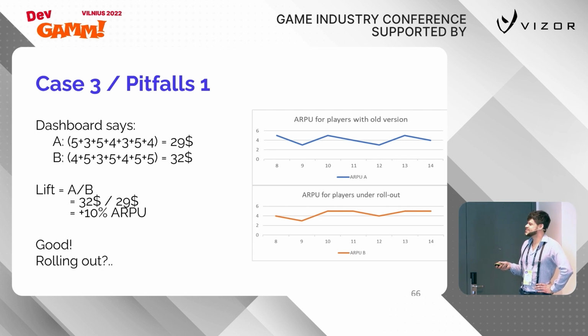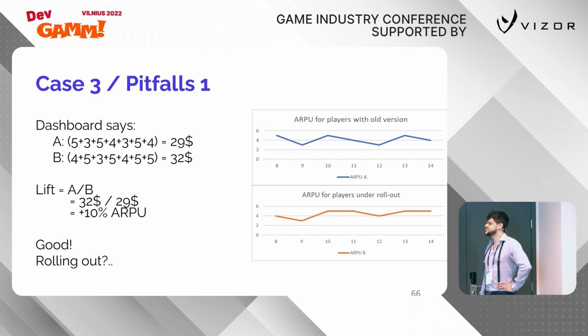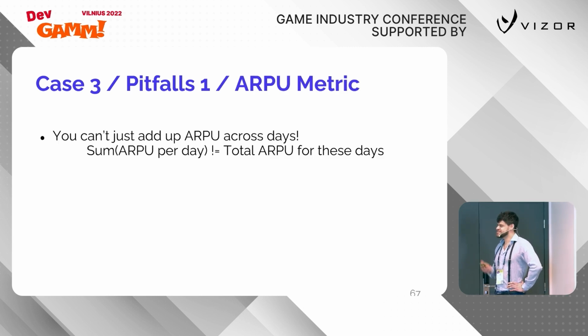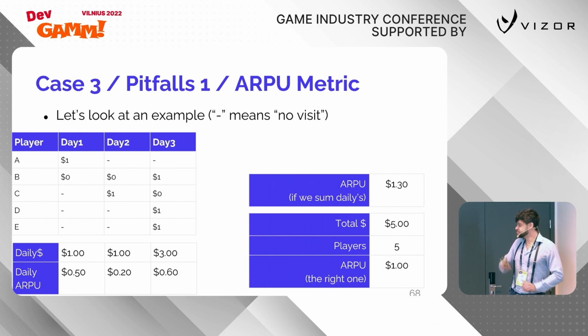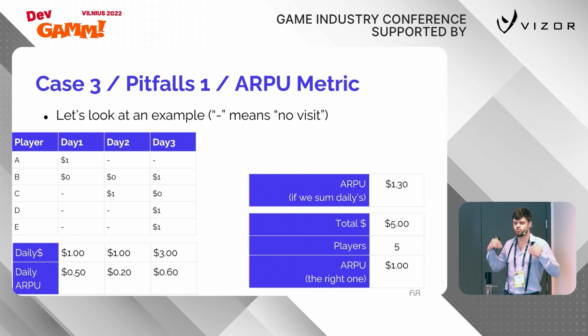And if we divide one total by the other total, we get this total lift. But actually, it's not the case, because average revenue per user is not an additive metric. What I mean by this is you cannot just take average revenue per user for 1 day, for a second, for a third, and for each of the 7 days, add them up, and get an average revenue per user for the whole week. Why?